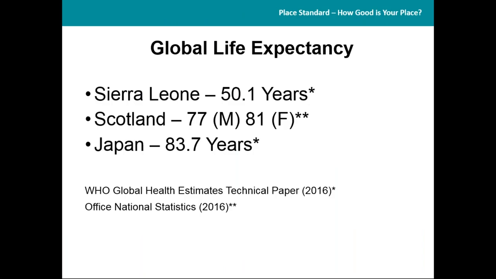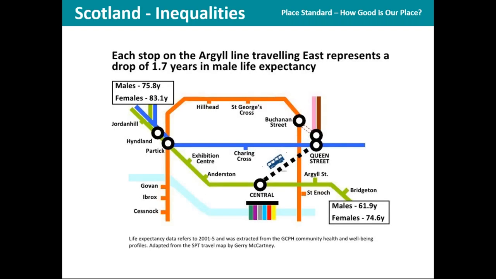How that's played out, we could pull up figures all day. Here are some extreme examples, and many of you will be familiar with Sierra Leone, which experienced civil war at the beginning of the millennium, hence the reason for that very low life expectancy. Of course, it's not just life expectancy, it's inequalities as well, and inequalities that can exist within a very small geographic area.